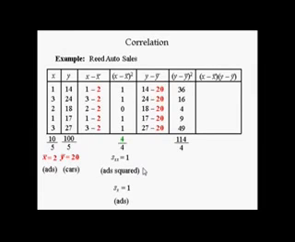Dividing this by the degrees of freedom, 5 minus 1, yields a sample variance of y, which equals 28.5 squared cars. The square root of this is the sample standard deviation of y, which is equal to 5.34 cars.